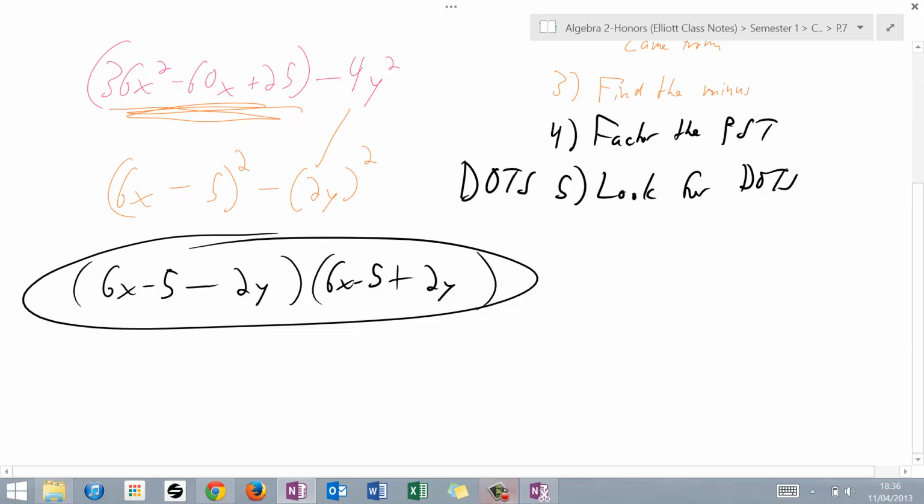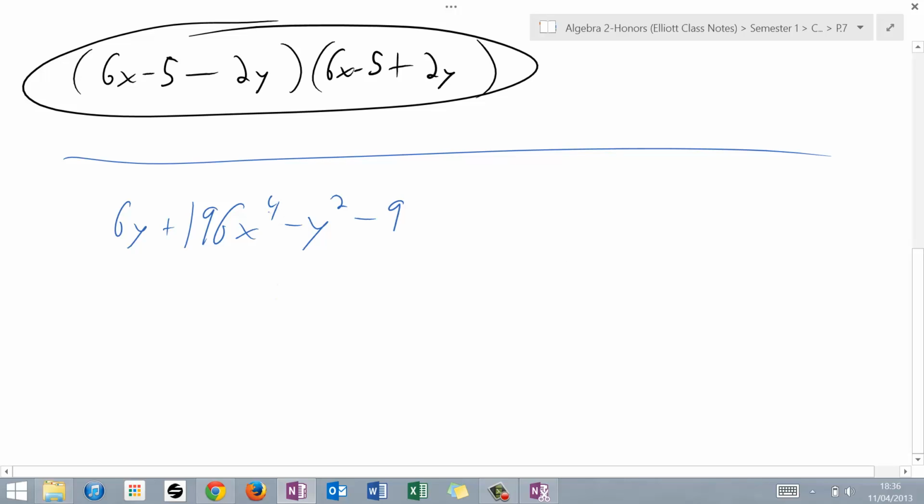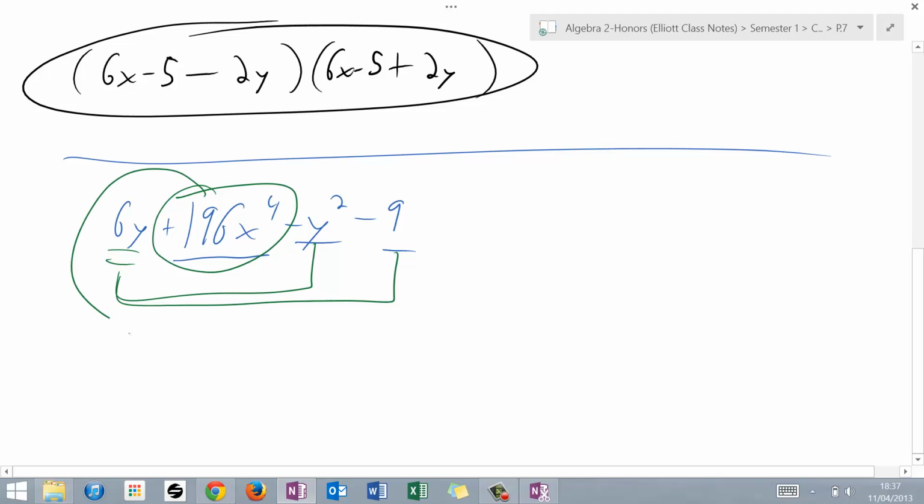Now I'm going to do one more example, and that's this. Knowing that this is probably going to be a perfect square trinomial, I'm going to look for my perfect squares. 196 is 14 squared. And then this 6y probably comes from the y squared and the 9, but not the 196x to the 4th. So then I'm going to look for the minus, and it does not occur before this, so that means this thing is going to come first.